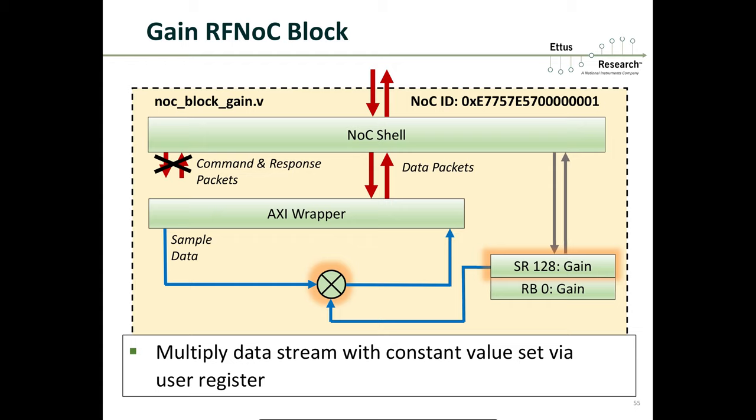One thing I didn't show here is any packet headers with AxiWrapper, because a simple gain block has a 1-to-1 ratio for input and output samples. So we can use simple mode in AxiWrapper, and we don't have to worry about any packet headers or anything like that.